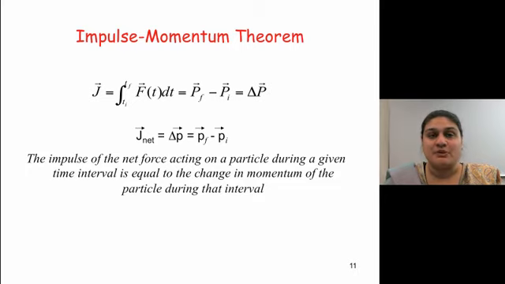The impulse momentum theorem is one of the most important theorems in physics, which is given mathematically as J, which is equal to F times delta T, which is equal to the change in momentum. So in other words, the impulse of the net force acting on the particle during a given time interval is equal to the change in momentum of the particle during that interval.